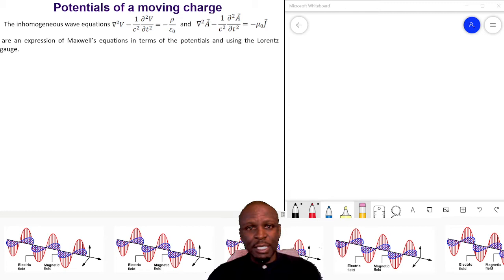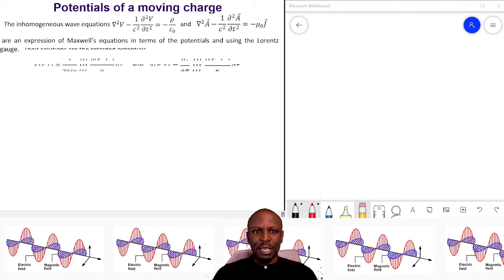Now let us also discuss the potential of a moving point charge. The inhomogeneous wave equation is just given by this. This is what we have derived, and we have seen that this is the case. Now the expression of Maxwell's equations in terms of the potentials, using the Lorentz gauge, their solutions are given by the scalar potential and the vector potential, like that.